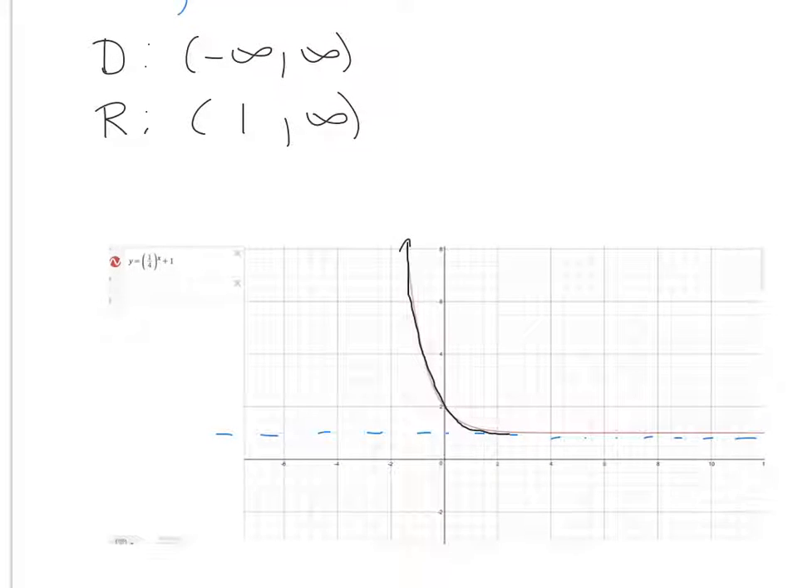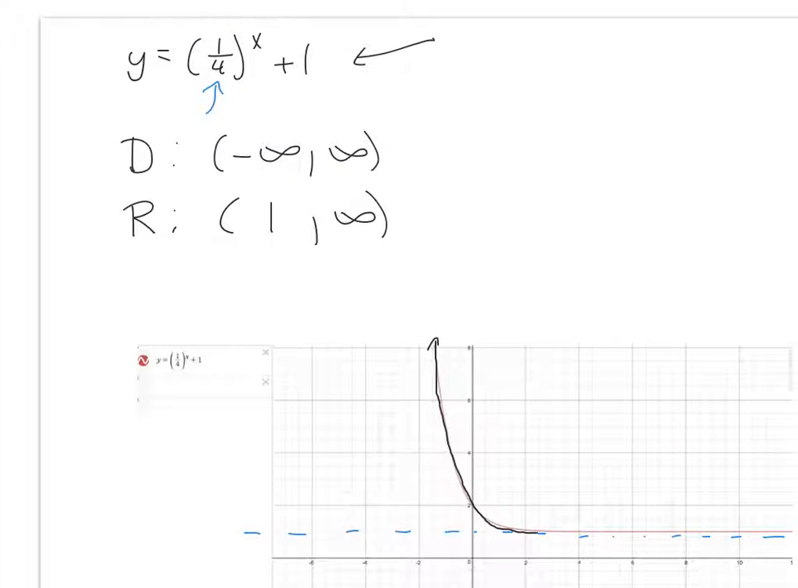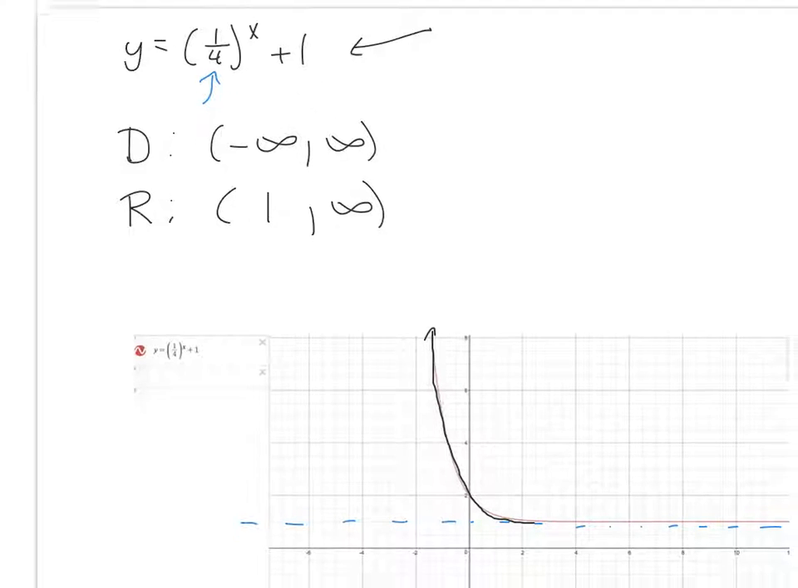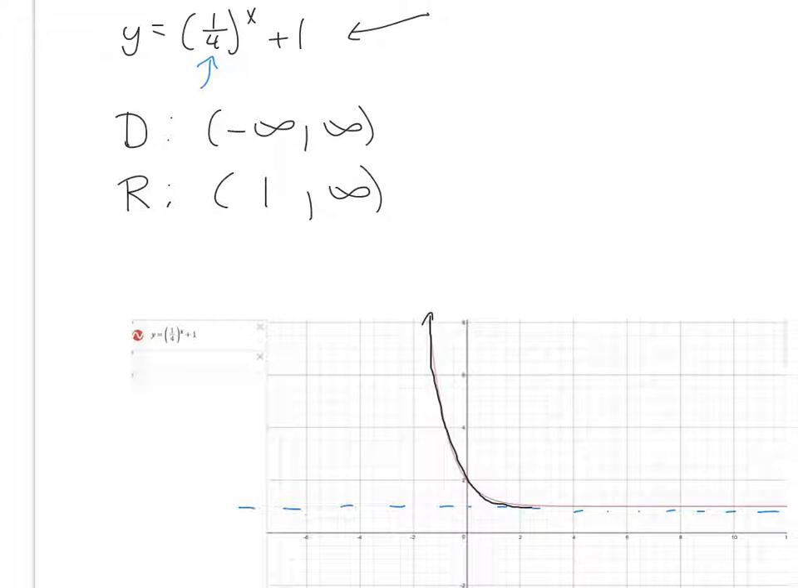So again, it goes down like this, and the reason it goes down versus going up like the last one is because this number, the 1/4, is less than 1. If it's less than 1 and everything gets smaller, it basically gets cut in fourths every time.